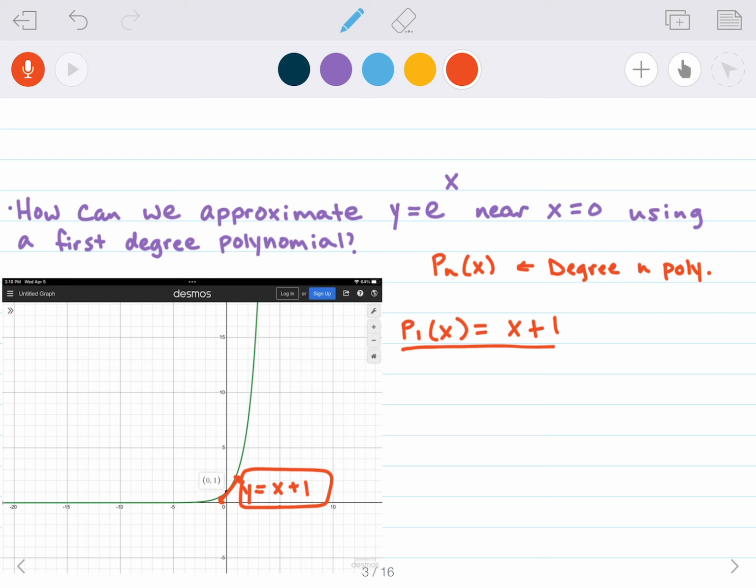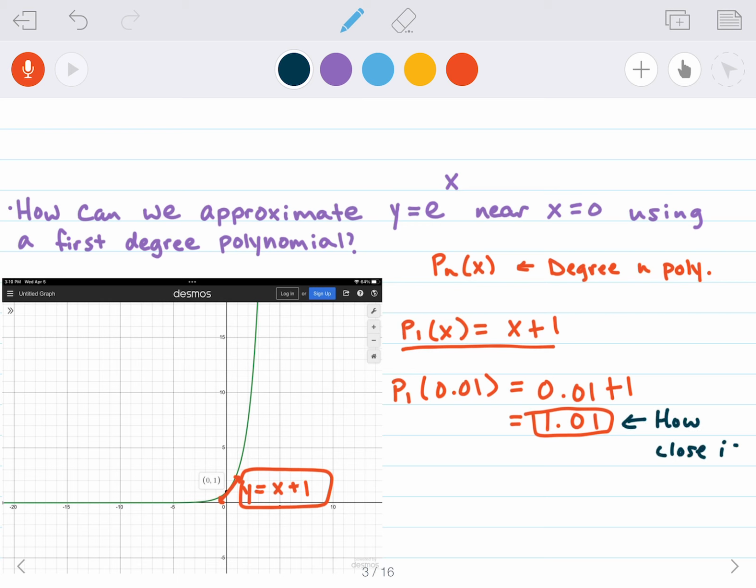All right, so how about we consider a point around 0? And I'm saying around, but what does that really mean? That's a good thing to think about. What if I plug in 0.01 in for x into this function that we found, this approximate polynomial? Well, if I evaluate that thing at 0.01, I'm going to get the output being 1.01. And the question is, how close is this to the actual value?